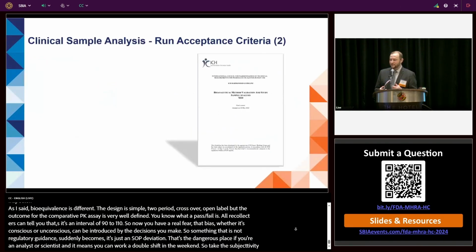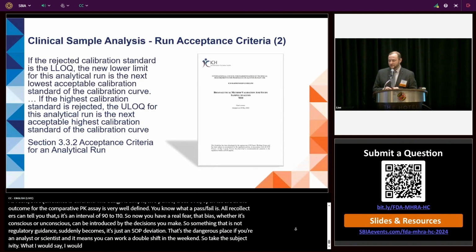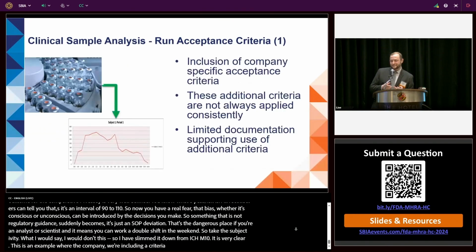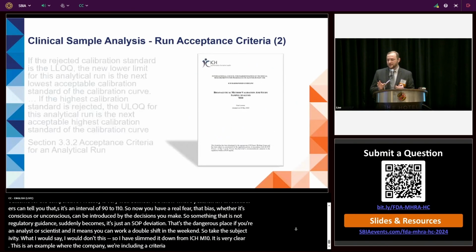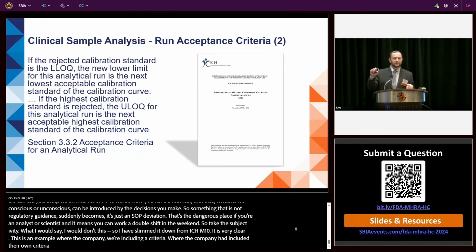What I would say, if we go into, again, it wouldn't be a regulator's presentation without where we're taking this from. So I've slimmed this down from ICH M10. But again, it's really clear. It talks about rejected Cal and QC calibration curve. This is a specific example for a comparative PK assay where the company had included their own criteria that if they lost the lower or the higher calibration curve, then the run would be rejected.